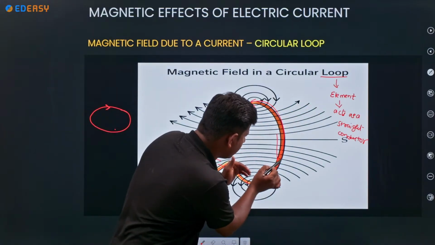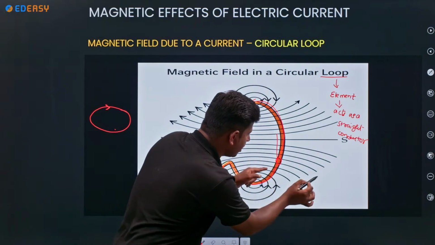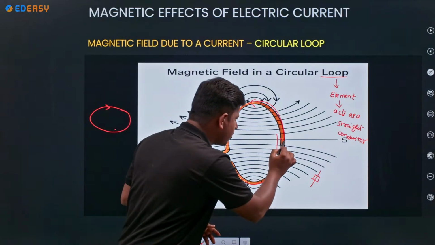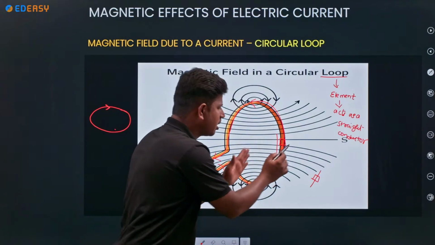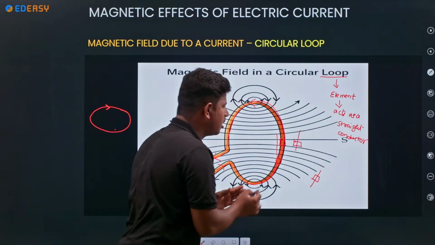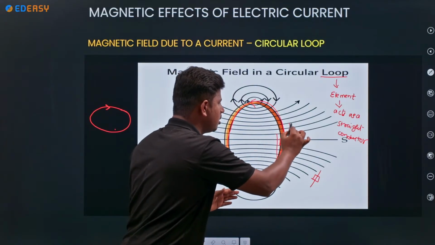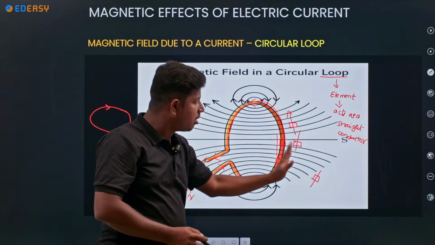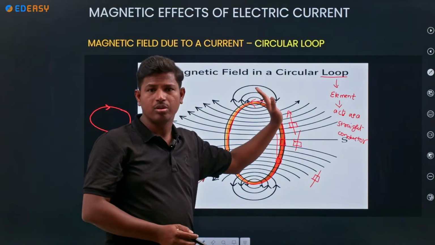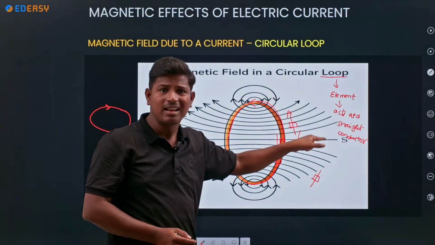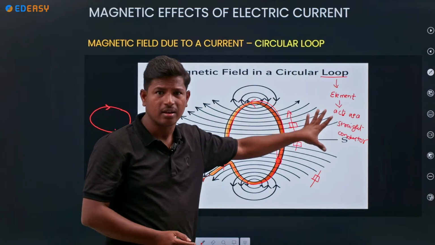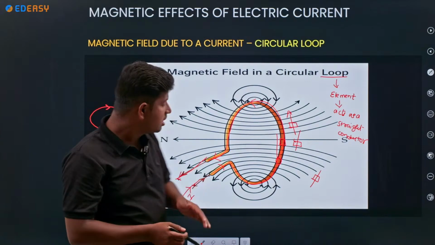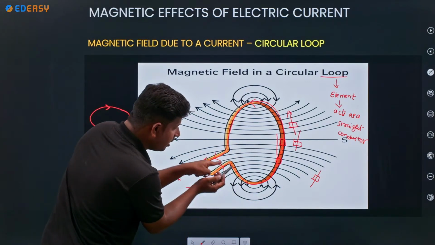If I take this small element, how will it be? Separately I take it like this, a straight conductor only. An element means a small part, and it is a straight conductor only. Let us take this one, also a straight conductor. The direction changes, but if you combine all of them, you get a loop. So each and every part acts like a straight current carrying conductor, and the field lines are circular.